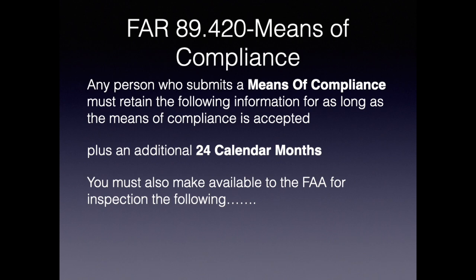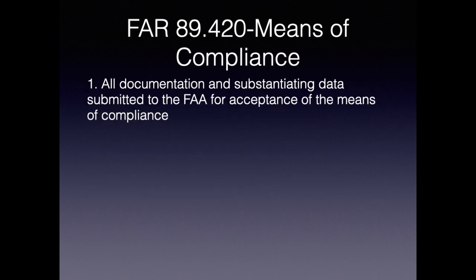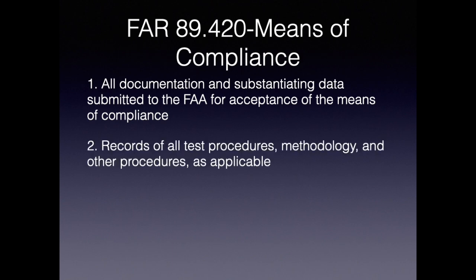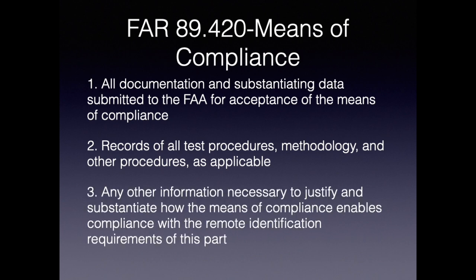Okay, and what you have to make available are number one, all documentation and substantiating data submitted to the FAA for acceptance of the means of compliance. Number two, records of all test procedures, methodology, and other procedures as applicable. And then number three, any other information necessary to justify and substantiate how the means of compliance enables compliance with the remote identification requirements of this part.